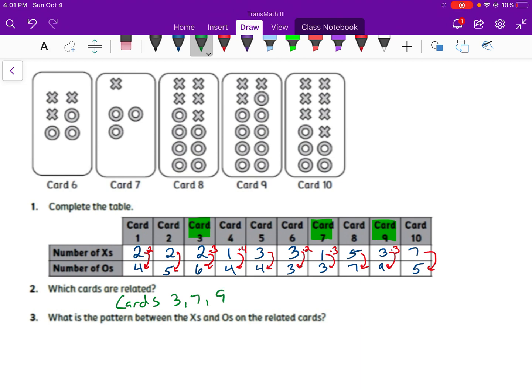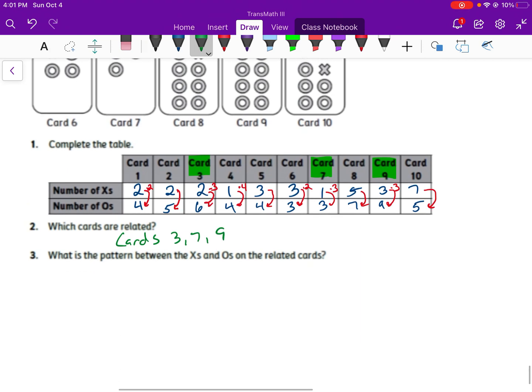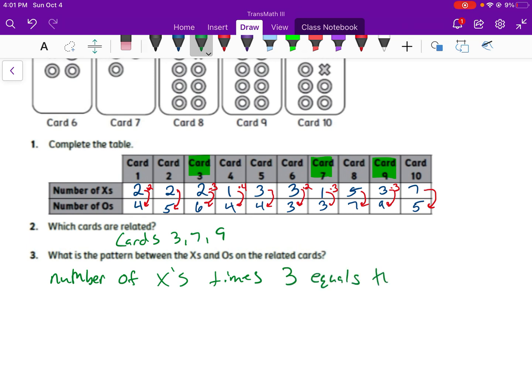What is the pattern between the X's and O's related to the cards? We're taking the number of X's times 3 equals the number of O's. Again, when you see these cards, you're looking for that multiplicative property. How are we getting from X's to O's, or vice versa? Because I could say the number of O's divided by 3 equals the number of X's. It's the same thing.